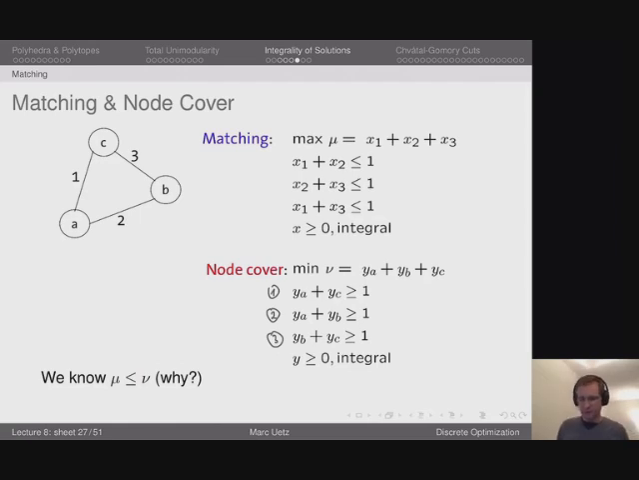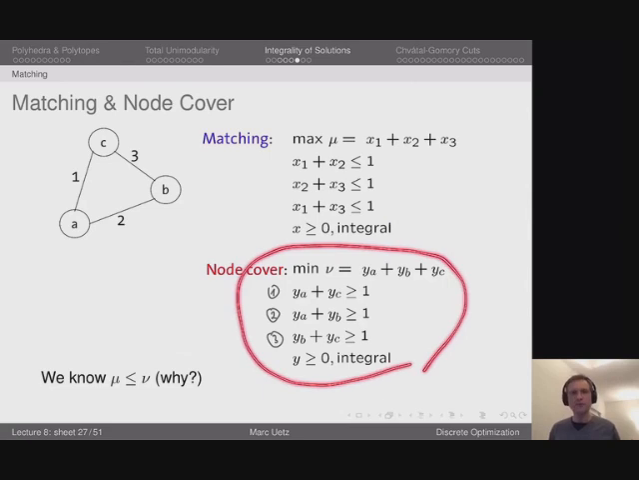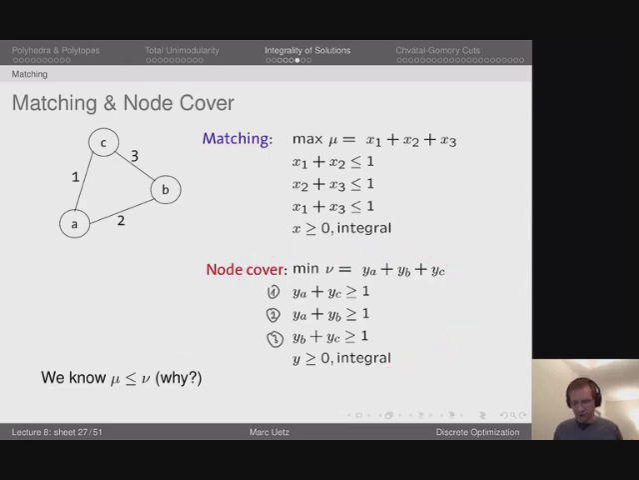That is just by weak duality, right? So the matching problem is the primal linear programming problem. If you forget about these integrality constraints for a moment, we just have a primal linear programming problem, which is a maximization problem. This is the corresponding dual to this linear programming problem. And any solution of the primal gives a value which is upper bounded by the solution value of any feasible solution of the dual.